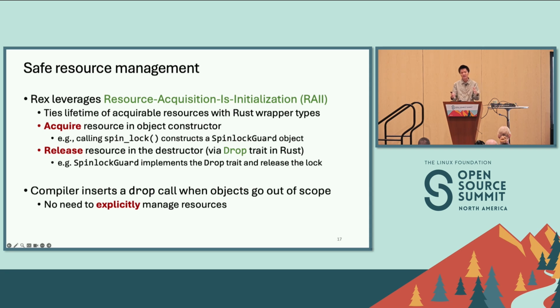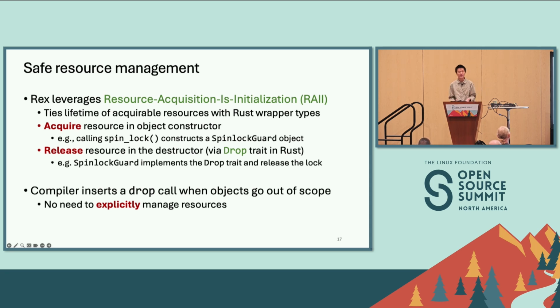Yet another important aspect of safe kernel extension programming is that kernel extensions must manage the kernel resources properly to prevent resource leaks. And Rex leverages the resource acquisition is initialization pattern, or RAII, in Rust, which ties the lifetime of those acquirable resources with wrapper types defined in the Rex kernel crate. These wrapper types will acquire the resource in their constructors. As an example, calling spinlock will just return a spinlock guard object, which represents a held lock.